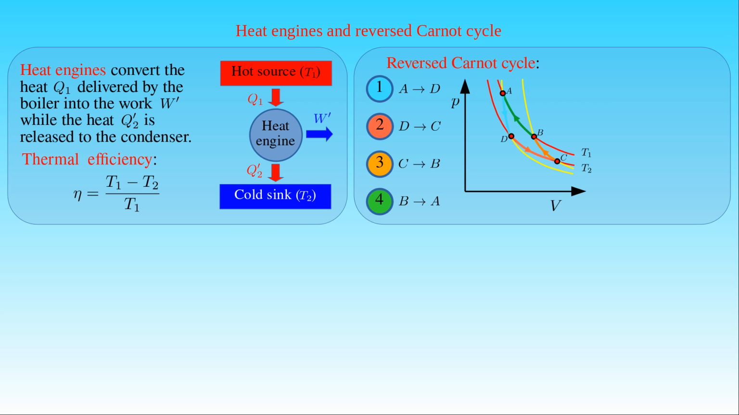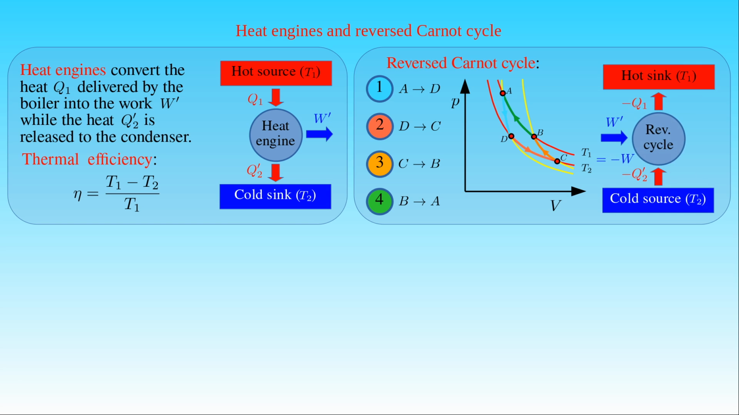As a result, we only change the sign of the heat exchanged and the work done in the cycle, that is, we reverse the direction of the transport of energy in the process. In the reversed Carnot cycle, the gas absorbs the heat Q'2 from the condenser and releases the heat Q1 to the boiler, while external forces do the work W on the gas, which is equal to minus W'.